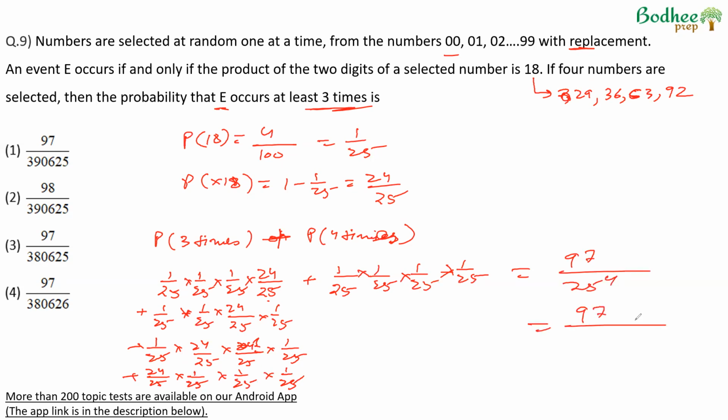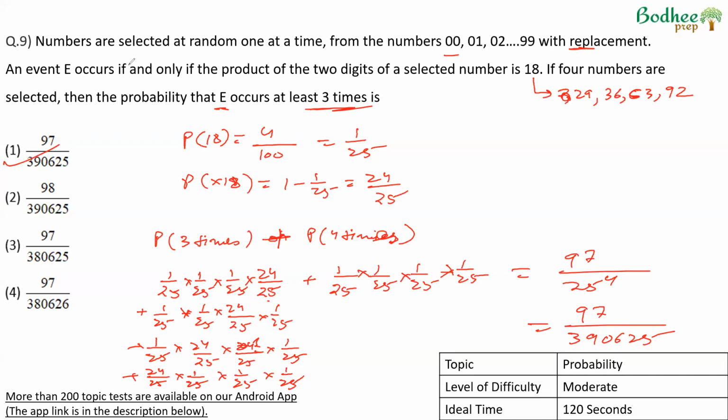This value, which I'm calculating using the calculator, comes out to 390625. Option 1 becomes the answer. In terms of level of difficulty, probably moderate. About 2 minutes to solve, because again 25 raised to power 4, we will always have the calculator to calculate.